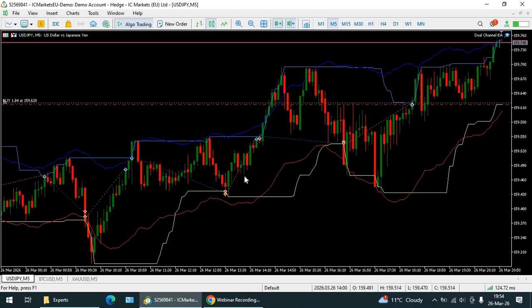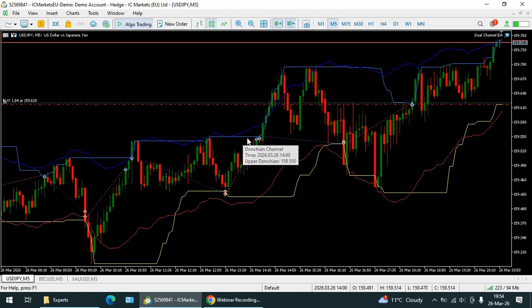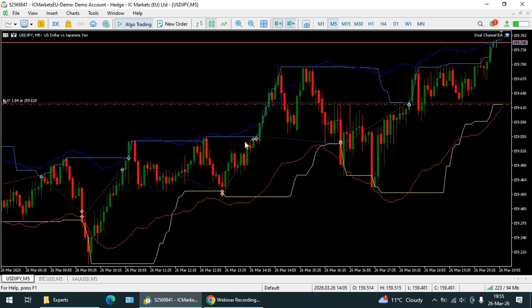The ingenuity of combining these two indicators in one is simply explainable by the fact that a breakout will always be taken into consideration, no matter above which band it crosses. So let's take this last trade.